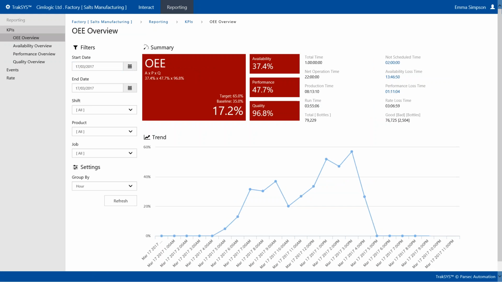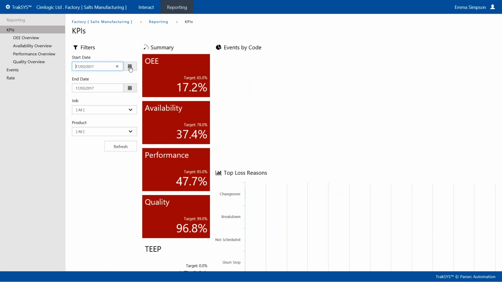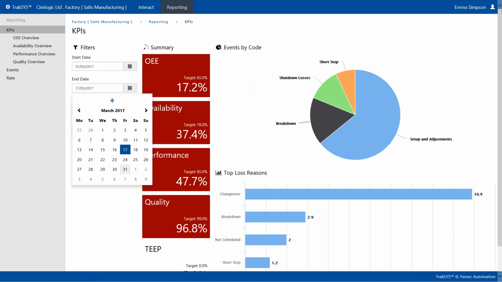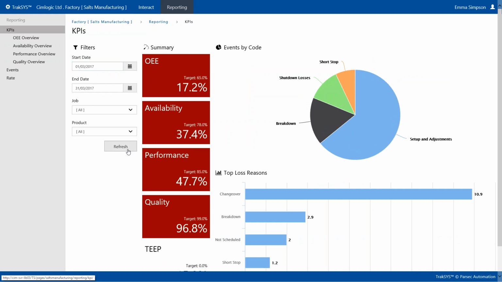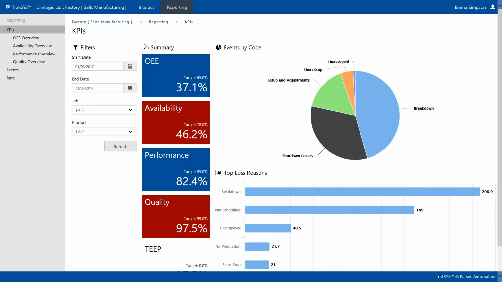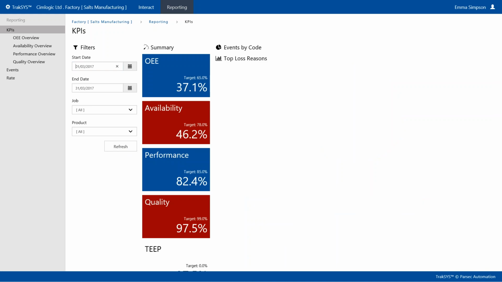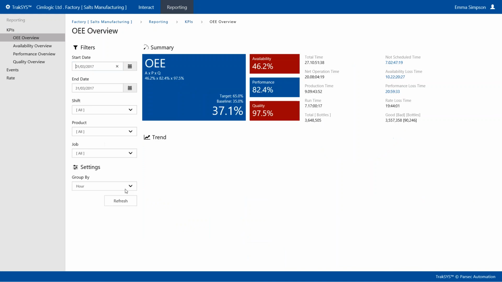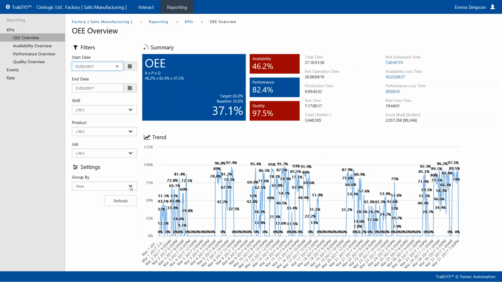I'll filter it again regarding the full months, and let's try to investigate another case. Okay, we have here our monthly view. We can select different types of filters, different types of grouping. In this case, we are looking at hour by hour.